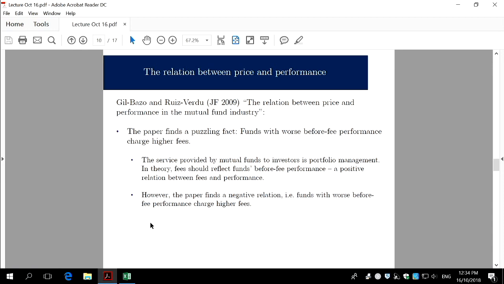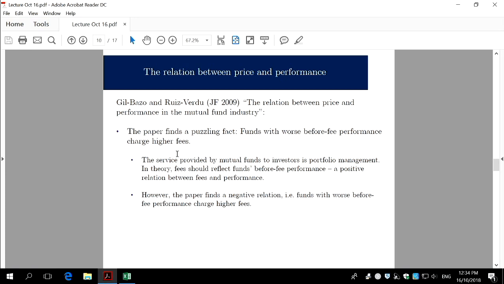Then I talk about another interesting puzzle, from the second paper by Puzzle and Verdieu, published in the Journal of Finance roughly 10 years ago. The central point of this paper is the relation between price and performance in the fund industry. The main finding is another puzzling fact. The fact can be summarized with one sentence: funds with worse before-fee performance charge higher fees.